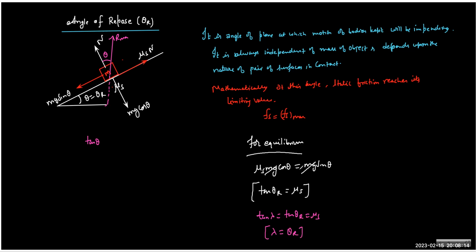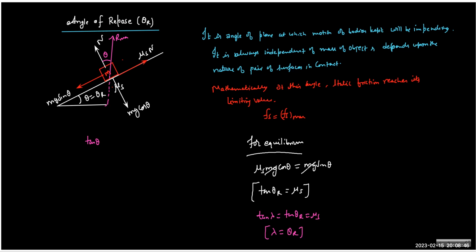All are same actually. Now what you are supposed to remember, that you are only supposed to remember that tan theta of repose angle is equals to mu s value. Tan of angle of repose is mu s. Okay. So when tan of theta is more than mu s, what will happen? Will it move or remain at rest? Sir, move.